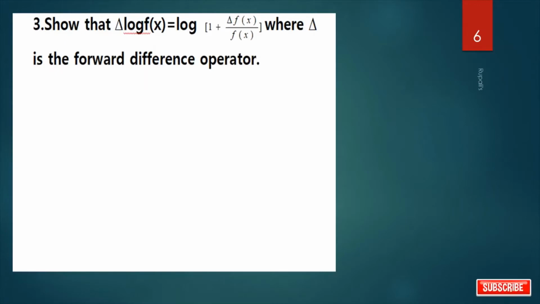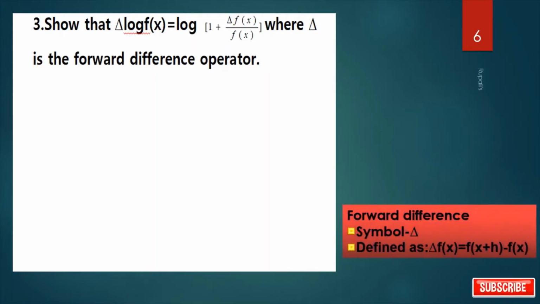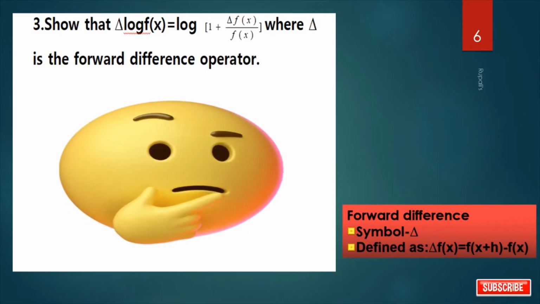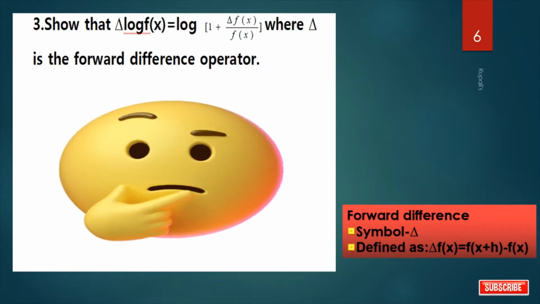Our next problem is this. Show that delta log fx equals log of 1 plus delta fx by fx, where delta is the forward difference operator. Now I am giving hints. This is the forward difference operator. Now think. I am giving 10 seconds.